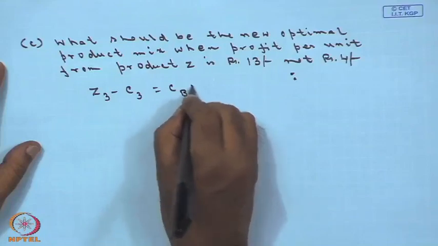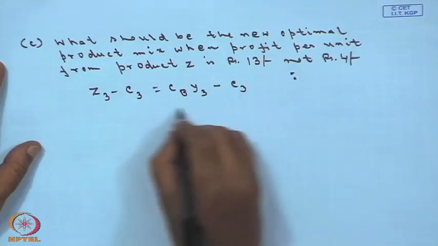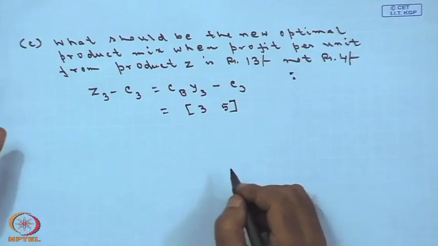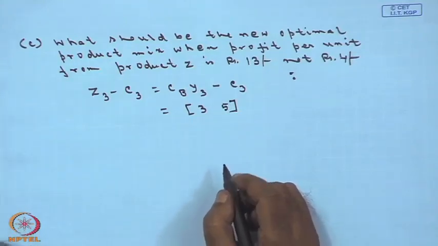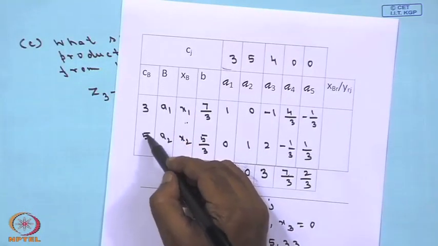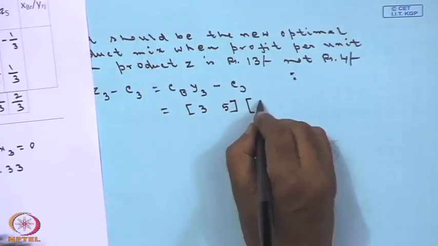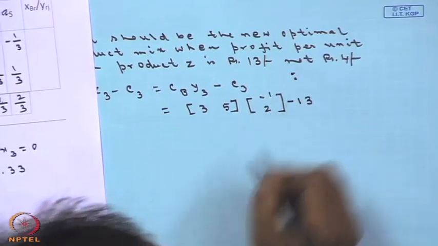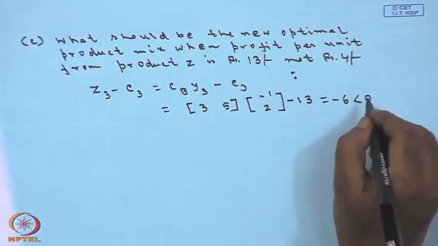Z3 minus C3 is nothing but CB y3 minus C3. Therefore, from the earlier table, CB from the optimal table is this one, y3 is minus 1/2. So I have written 3/5 into minus 1/2 minus C3, where C3 is 13, and if you calculate the value, it is minus 6, which is less than 0.